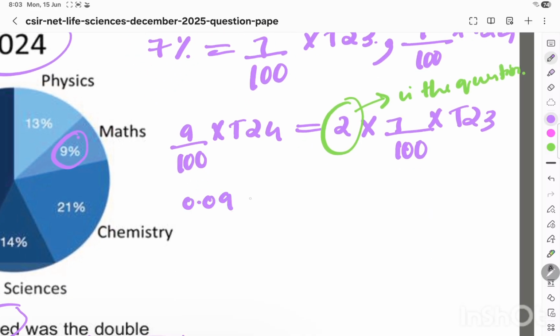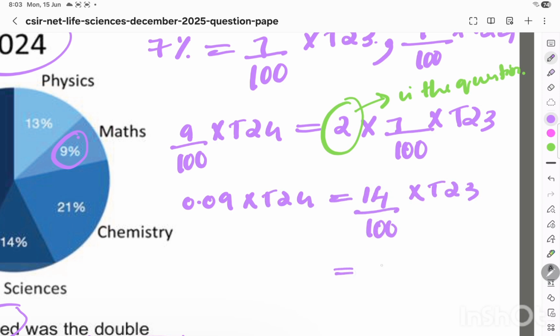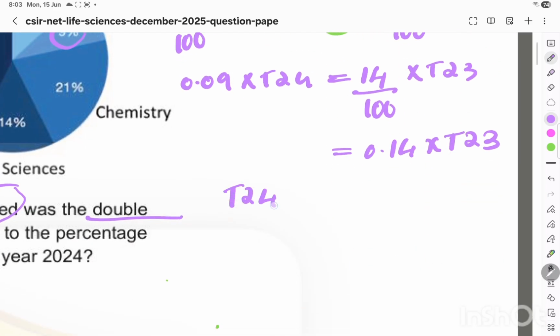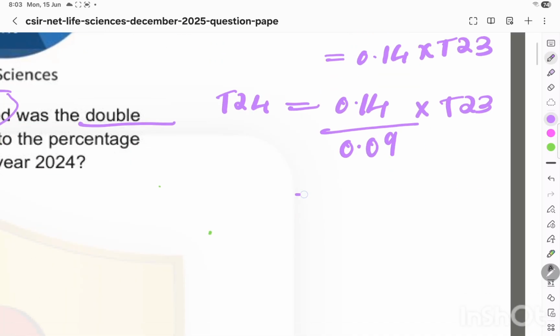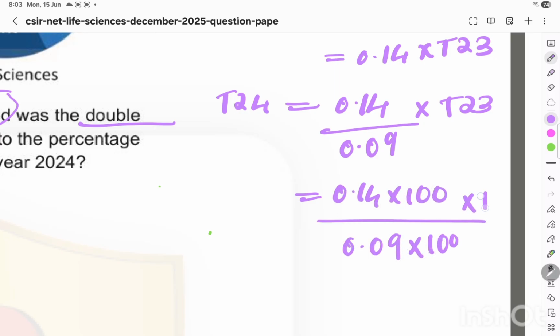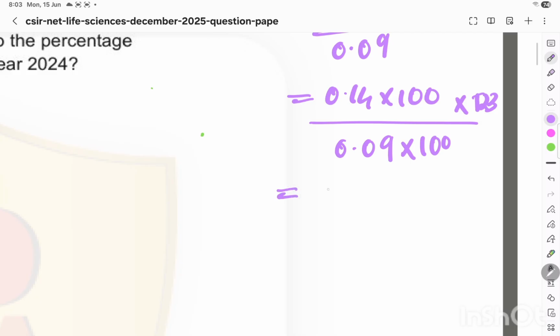So 0.09 into T24 is equal to 2 into 7 is 14, 14 by 100 into T23, which is equal to 0.14 into T23. Again, T24 is equal to, taking the 0.09 to the other side, 0.14 by 0.09 into T23. So we are simplifying this, multiplying numerator and denominator by 100. We would get 14 divided by 9 into T23.